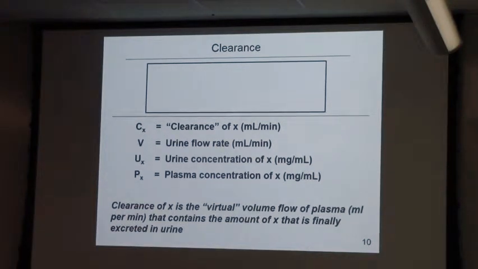Ux is the urine concentration of the substance. Px is the plasma concentration of the substance, and they can be in any units as long as they cancel out. If these units are the same, they cancel out, and we're good. If they're not in the same units, you've got to make adjustments until they're in the same units so that they cancel out.